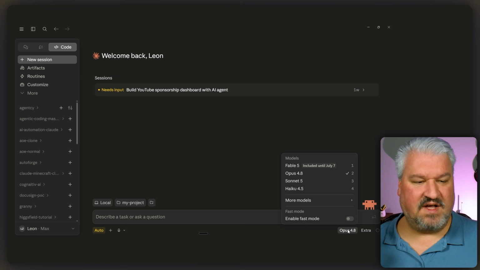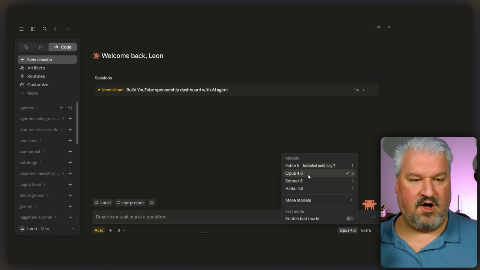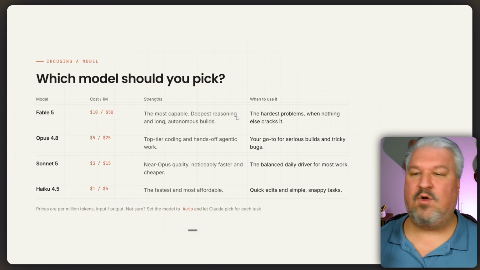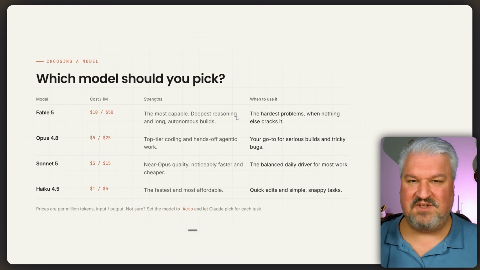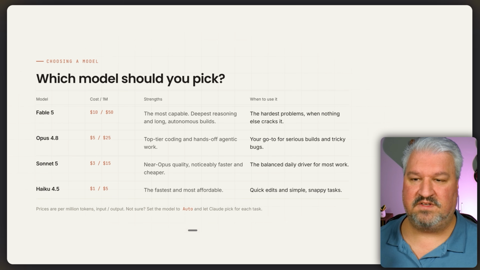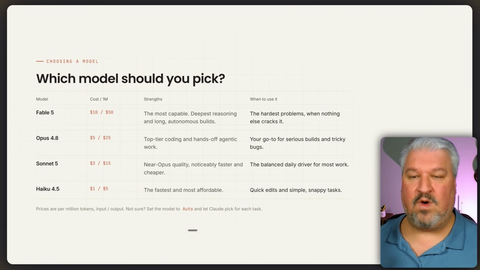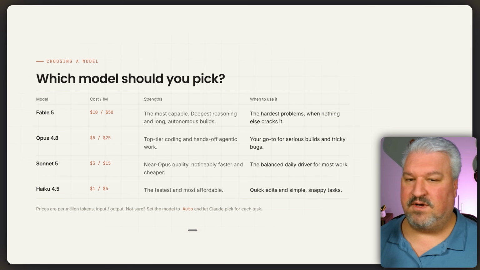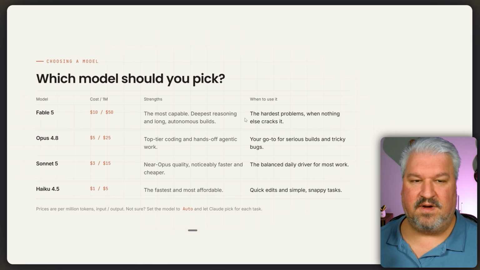What we can also do is change the model down here. So we can select between Fable 5, Opus, Sonnet, or Haiku. Selecting the right model for your use case can always feel very overwhelming, so please don't stress. I created this slide to help you out, so feel free to snapshot it, and you can reference this in the future. Basically, Fable is the highest tier model they have, and it's also the most expensive, at $10 per 1 million tokens in, and $50 per 1 million tokens out. This is the most capable model, but it's also the most expensive.